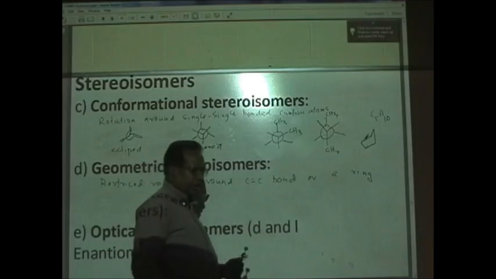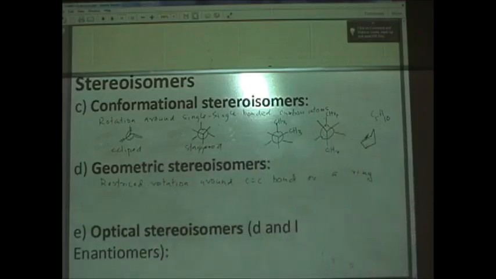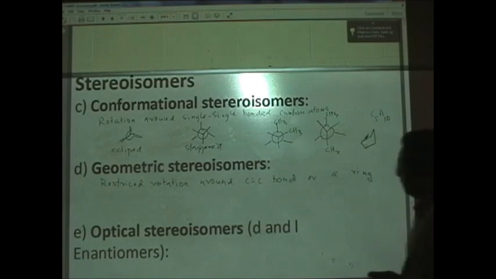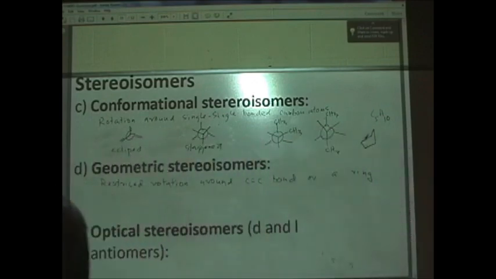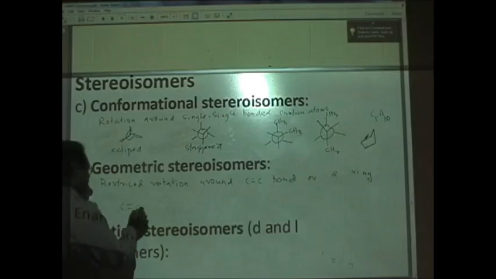The ring also creates a restriction here. Now you cannot freely rotate, a little freedom, but not total freedom. It's called geometrical stereoisomers. Now stereoisomers have the same connectivity, right? Bonds are not different. So an example is this.